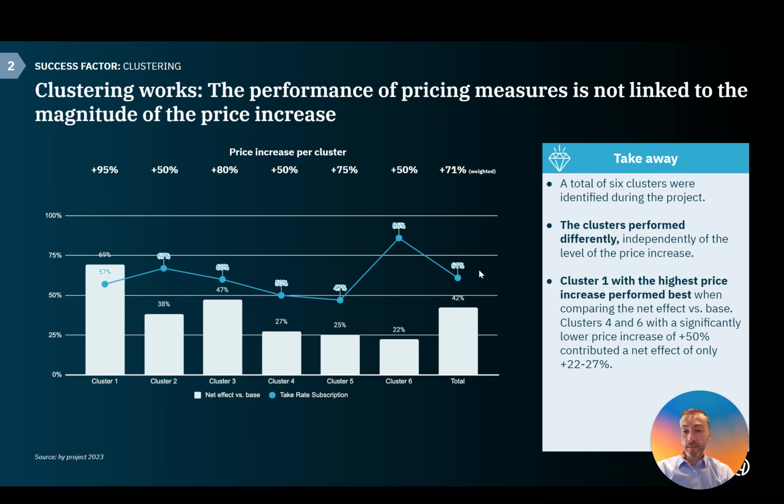We saw in the past that the price increase and the take rate afterwards do not necessarily correlate, which means some customer groups still have a way higher willingness to pay than others. And then also, despite the higher price they pay for the same product, they will be way less likely to churn.